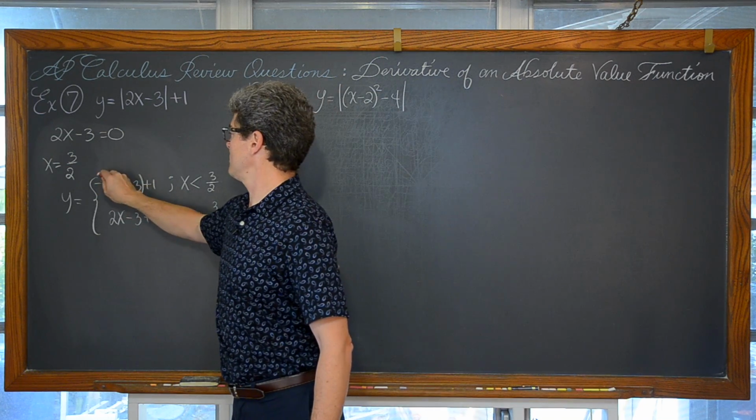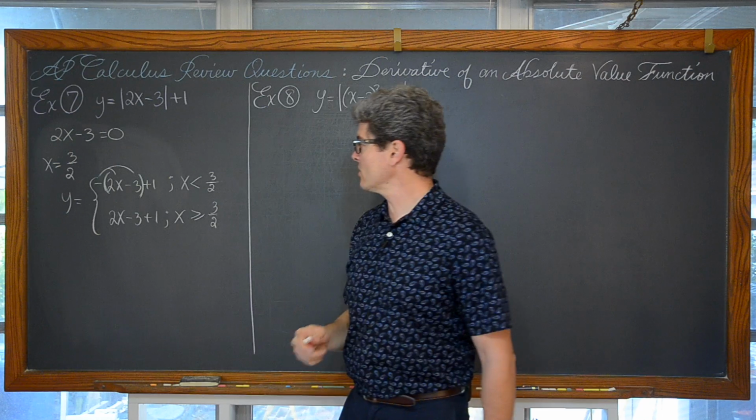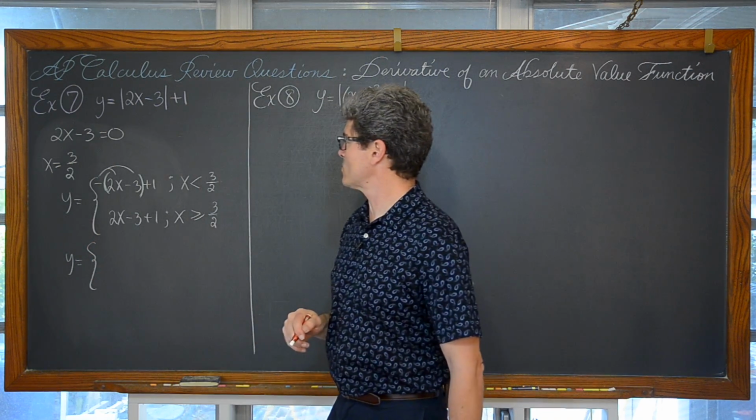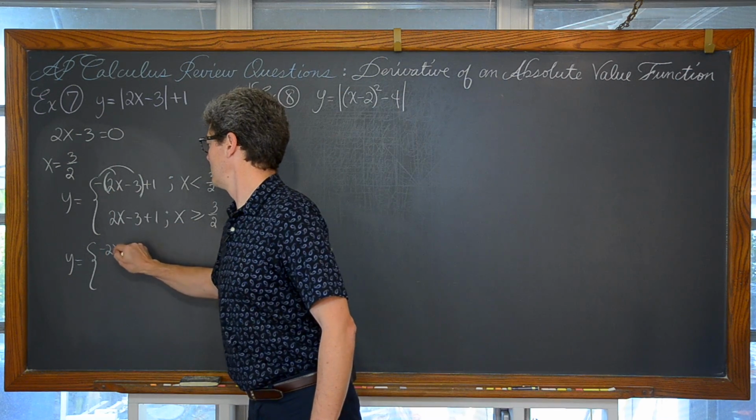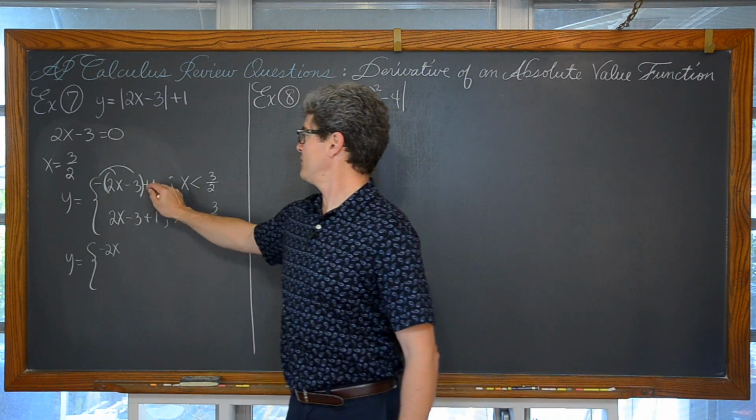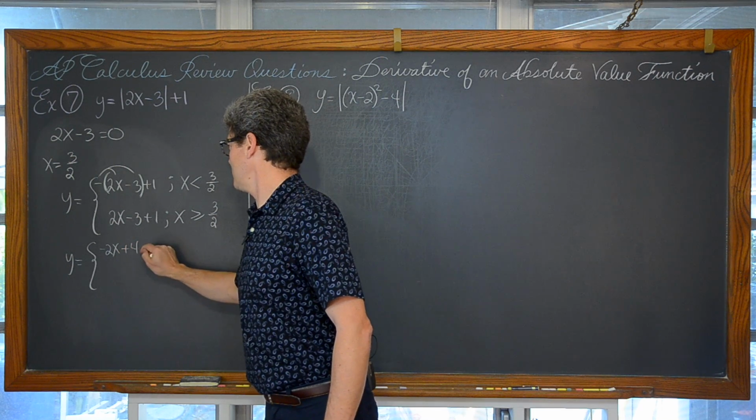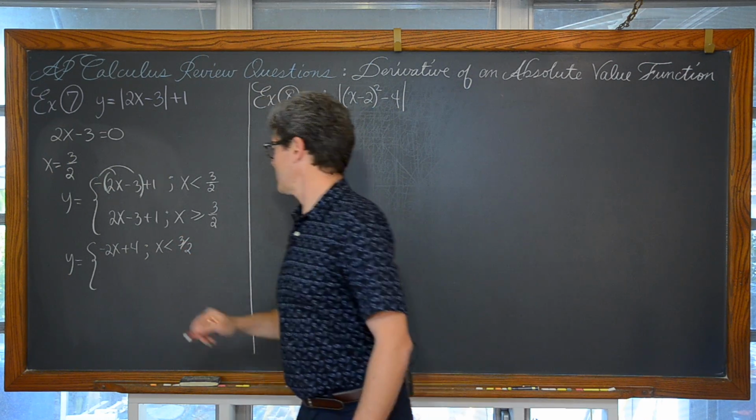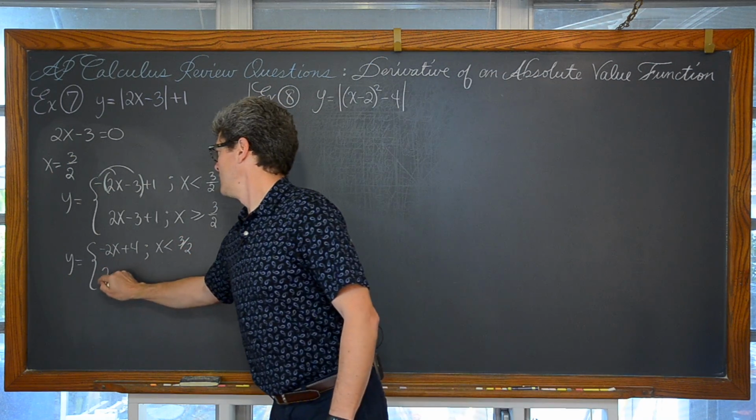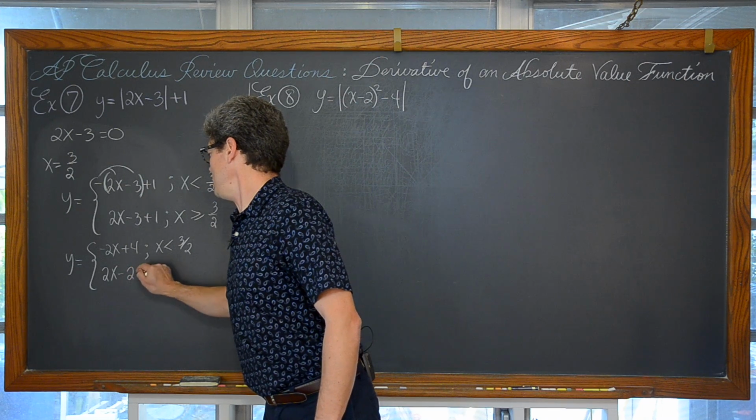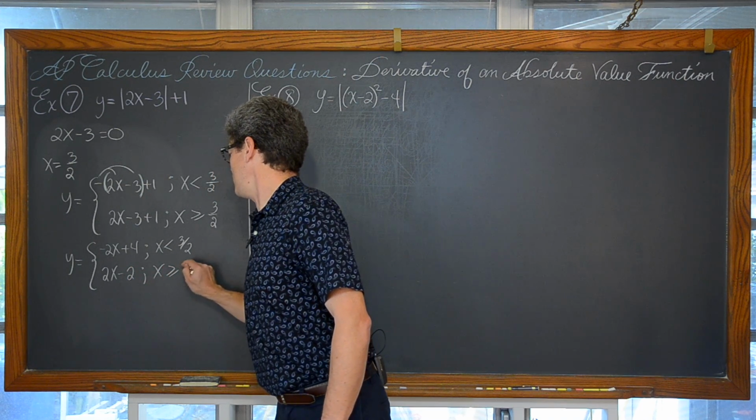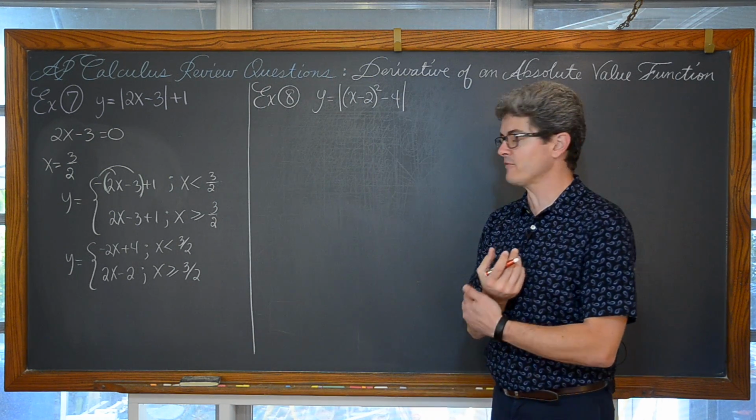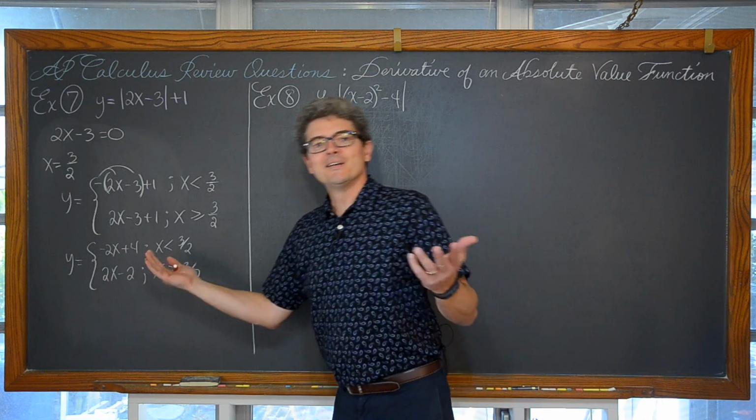Of course, we can distribute this negative, combine like terms, and we have y is equal to, it's now a piecewise function, negative 2x. Negative times negative is positive, and then 3 plus 1 is equal to 4. And that's when x is less than 3/2. And we have 2x minus 2 for when x is greater than or equal to 3/2. And now we just have a nice little simple linear function in 2 pieces to take the derivative of.